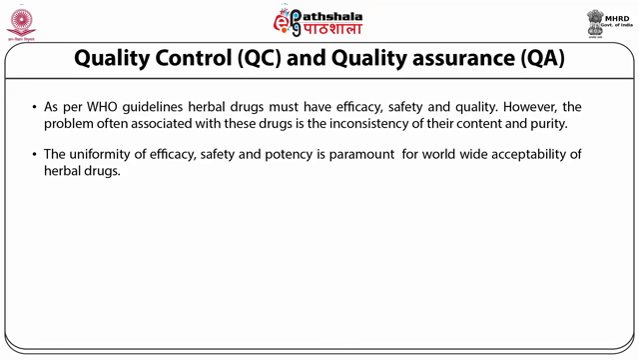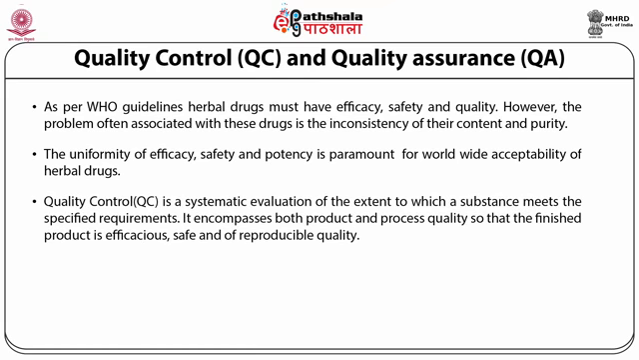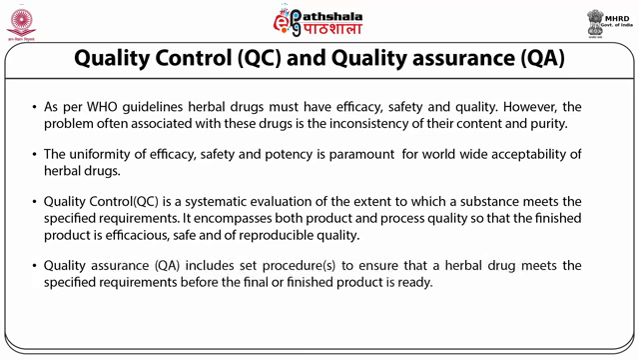Let's understand this term. Quality control is a systematic evaluation of the extent to which a substance meets the specified requirements. It encompasses both product and process quality so that the finished product is efficacious, safe, and of reproducible quality. Quality assurance, meanwhile, includes a set of procedures to ensure that the herbal product meets the specified requirements before the final or finished product is ready.